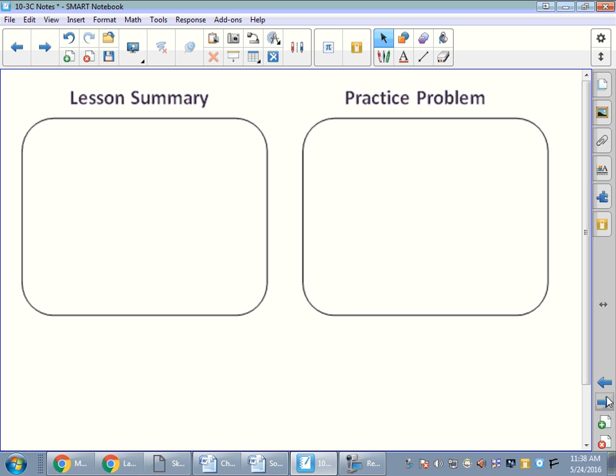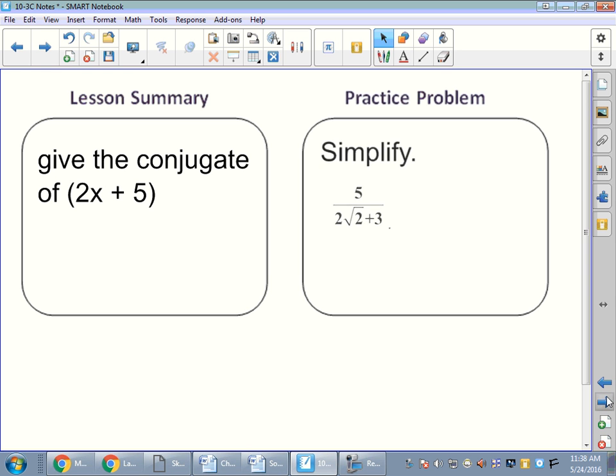All right, so it's your turn. I want you to give me the conjugate of 2x plus 5 as your lesson summary. And then I need you to simplify. So figure out what you'd multiply by to get rid of that denominator, to rationalize that denominator. Good luck.